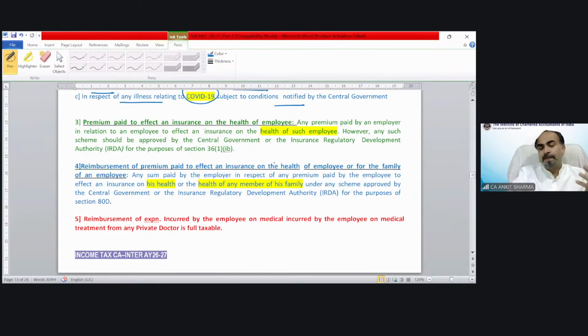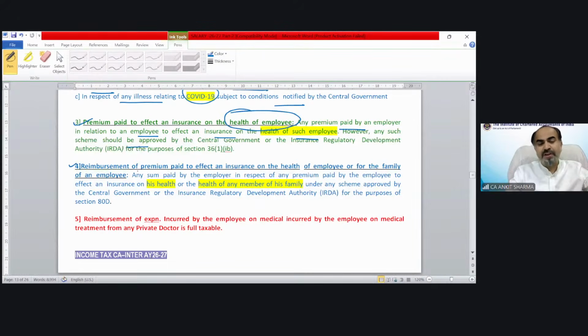Now you can see premium paid to effect an insurance on the health of employees. I have told you, when life and health come, income tax provides you benefit. So if your employer is paying health insurance policy premium for the employee, then whatever premium the employer is paying, because again it's a personal expenditure paid by employer, it's a perquisite. But again, it's related to your health. Income tax is an emotional act, so they are providing you exemption. Any premium paid by employer in relation to employee to effect an insurance on the health of such employee. However, any such scheme should be approved by the government, etc. So health insurance premium is also exempted.